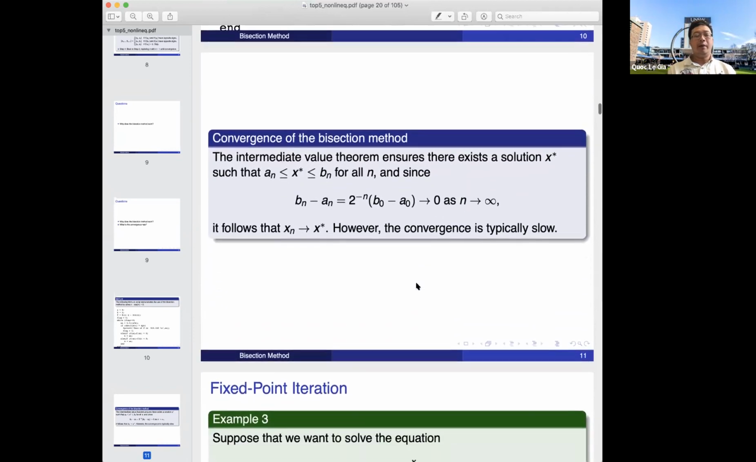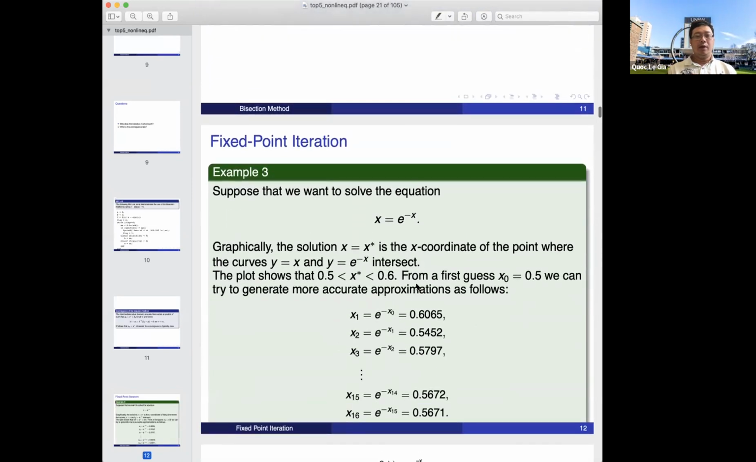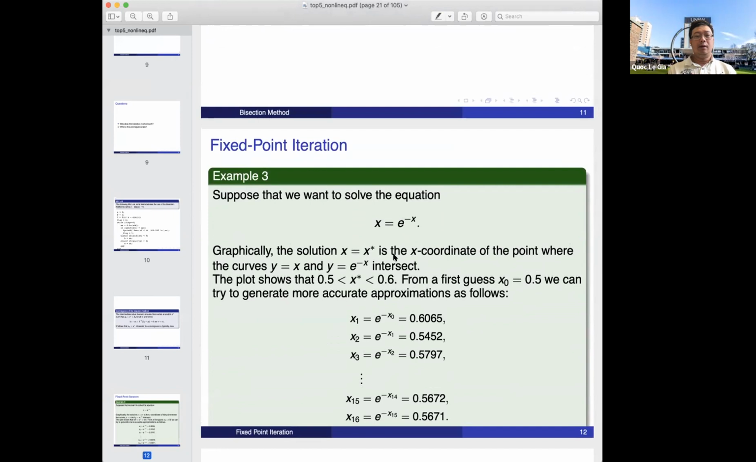Okay, so now the next method is fixed point iteration. Yeah. So fixed point iteration is like this. So suppose I want to solve this nonlinear equation x equals e to the minus x. Now I will start at some point, say x0. So x0 equals 0.5. Then I just put x1 to be e to the minus x0. And x2 is e to the minus x1 and so on.